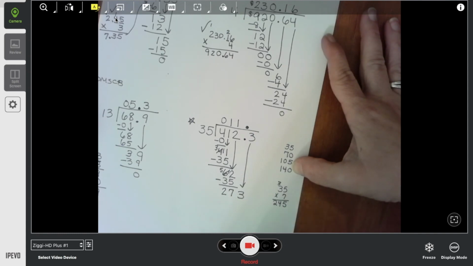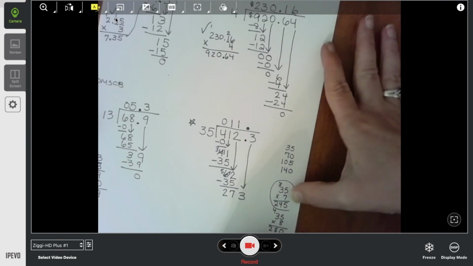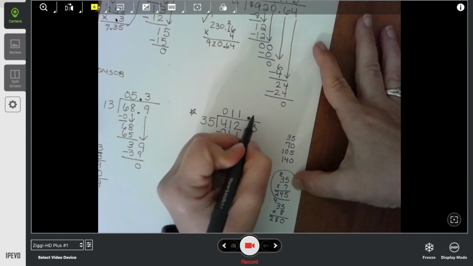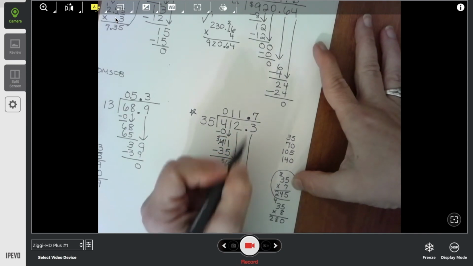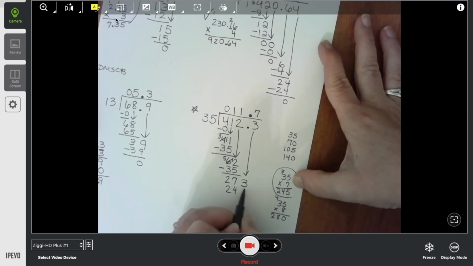Ooh, 245. Let me just double check that I did that right. The 8 is too high. Yeah, 280, a little too high. So we have to stick with this one, 35 times 7. So 7 goes above the 3 that I dropped. 7 times 35, I just did it over here: 245. We're going to subtract.